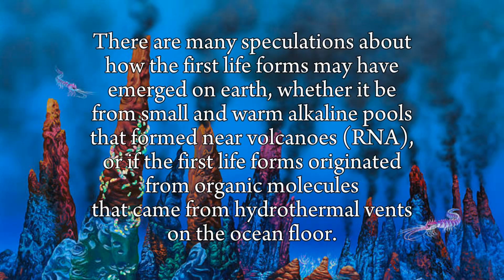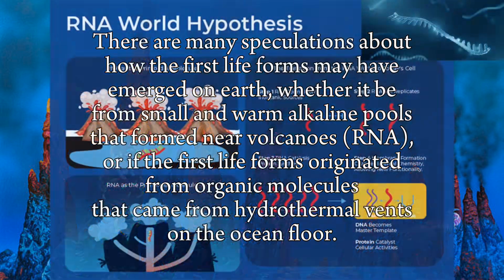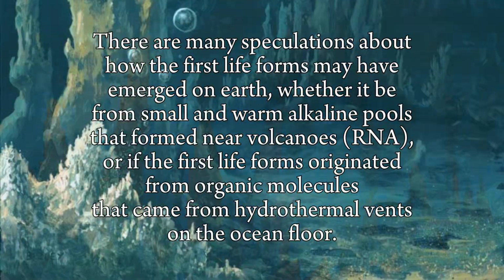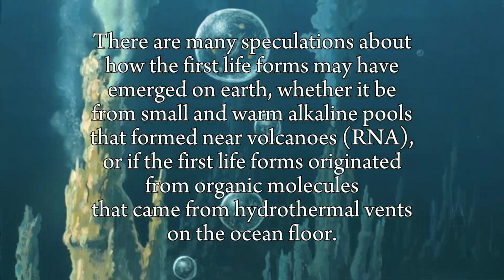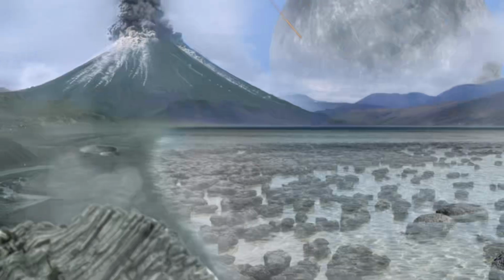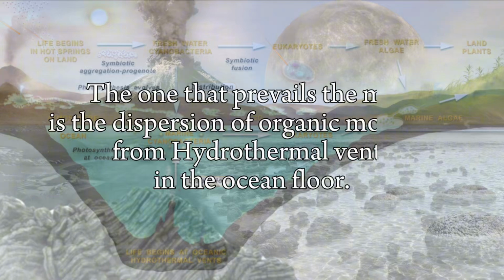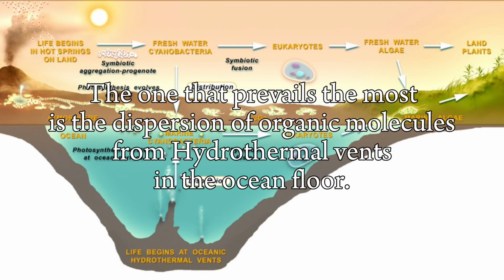There are many speculations about how the first life forms may have emerged on Earth, whether it be from small and warm alkaline pools that formed near volcanoes, RNA, or if the first life forms originated from organic molecules that came from hydrothermal vents on the ocean floor. However, it remains unclear which of these hypotheses is the most plausible explanation to the origin of life. The one that prevails the most is the dispersion of organic molecules from hydrothermal vents in the ocean floor.